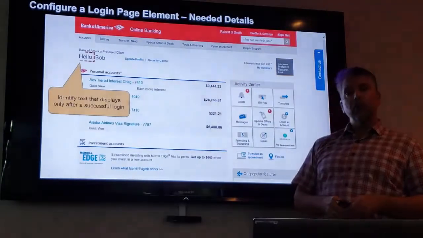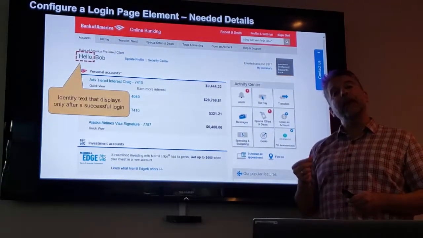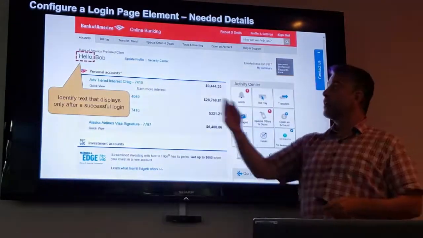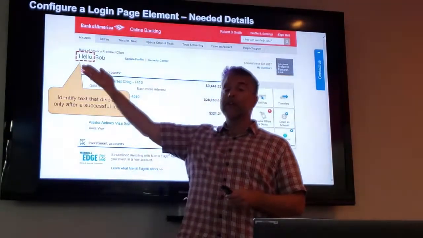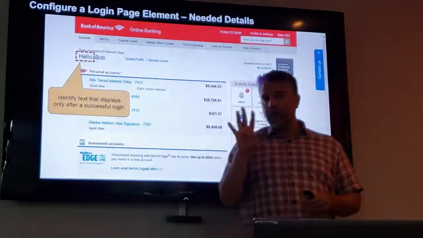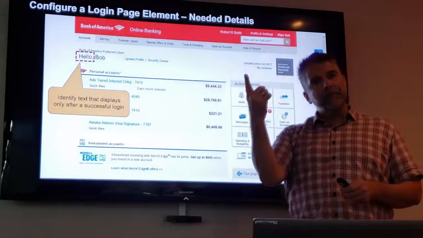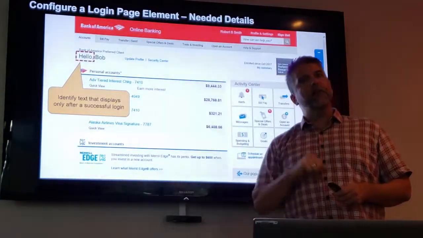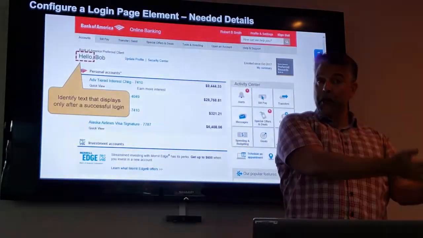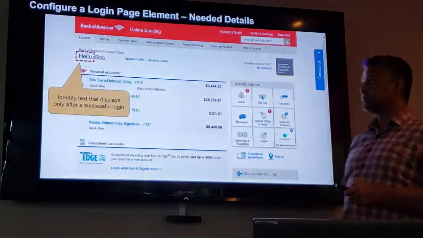It's also important that we identify something on the page that only displays on a successful login, such as the word hello. That would never display if somebody put in the wrong username and password. So those are the four things we really need to create a login page element. The URL, the parameter names for username and password, and then text that will display on a failed login versus text that will display on a successful login.